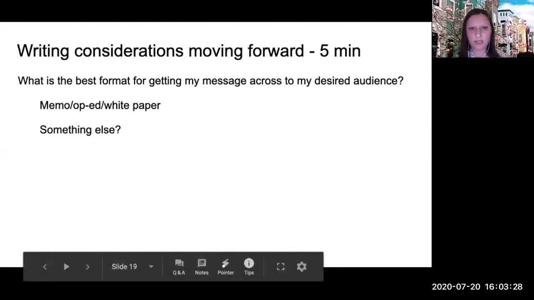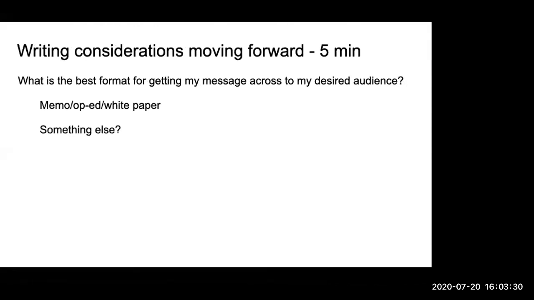Okay, so with that, we're just going to do the last activity now. Given that you've now seen 3 different ways of writing and you have an idea what you want to write about, think about what's the best format for you to make the argument that you want to make. Is it a memo, an op-ed, a white paper, or something else?